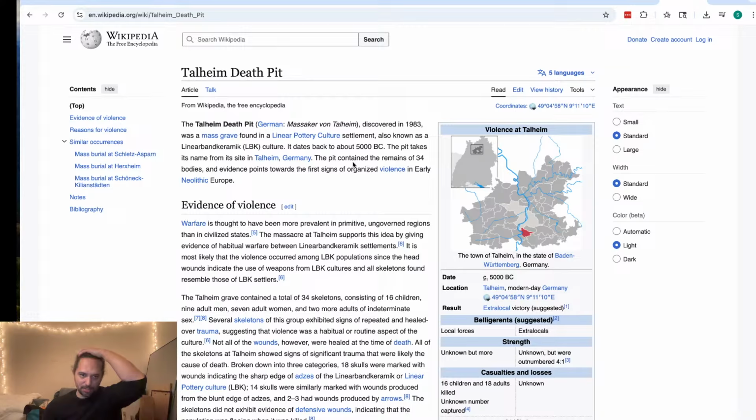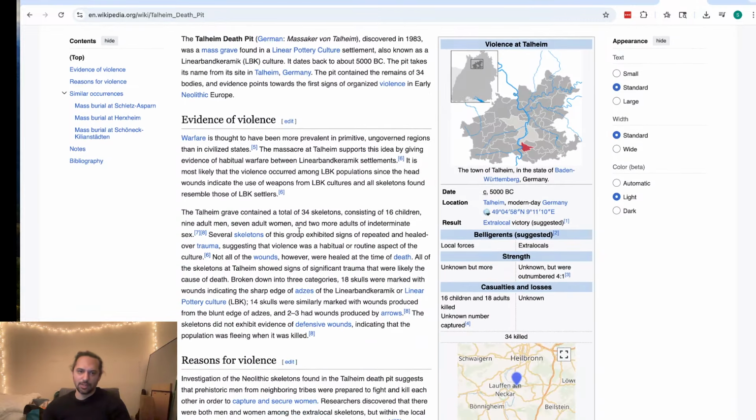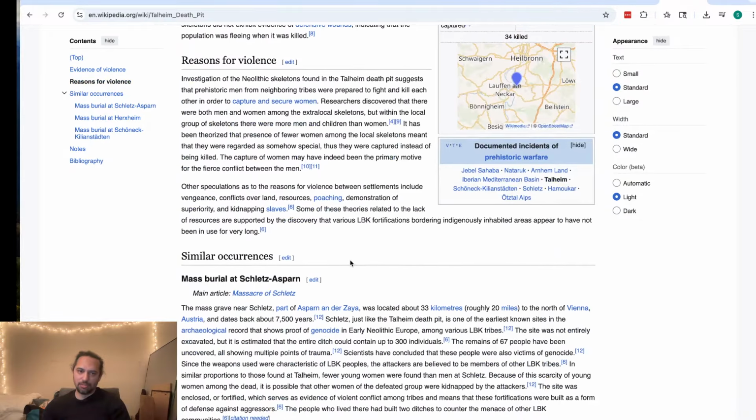The Talheim Death Pit was a mass grave found in the linear pottery cultural settlement, also known as linear culture. It dates back 5,000 years. The pit takes its name from the site of Talheim, Germany. The pit contained the remains of 34 bodies. Evidence points towards signs of organized violence in early Neolithic. So basically, a whole village got killed. There were 9 adult men, 7 adult women, 2 more adults of indeterminate sex, and 16 children. Yeah, so it's pretty grim.